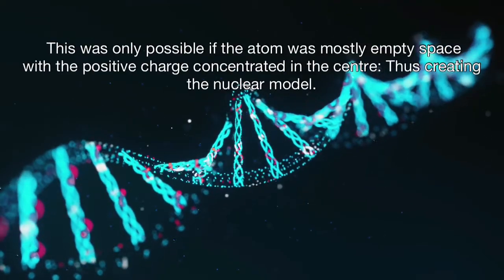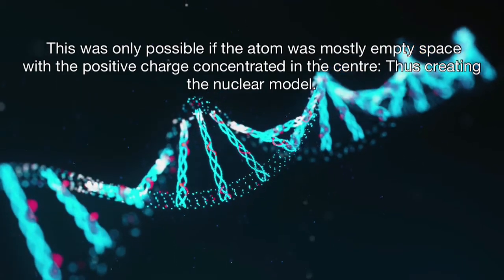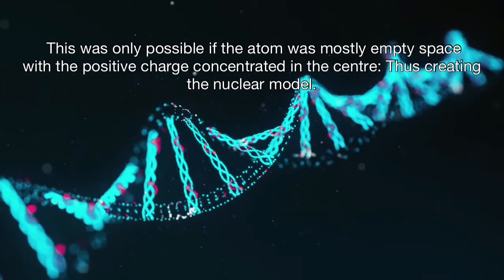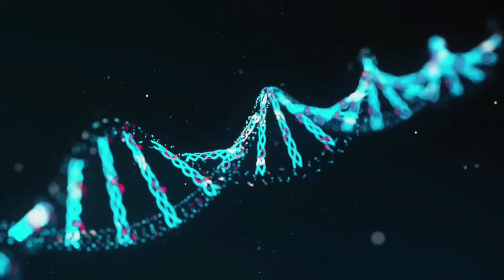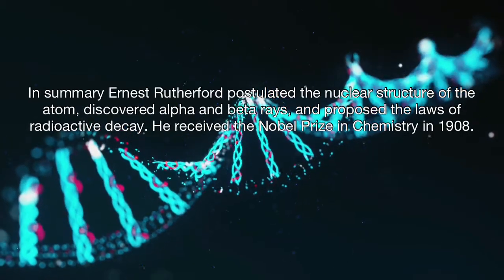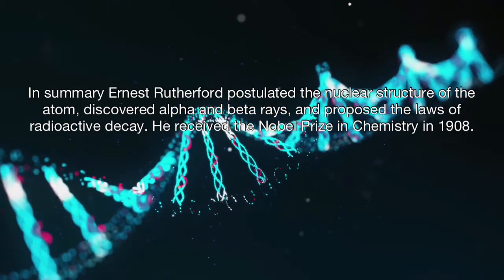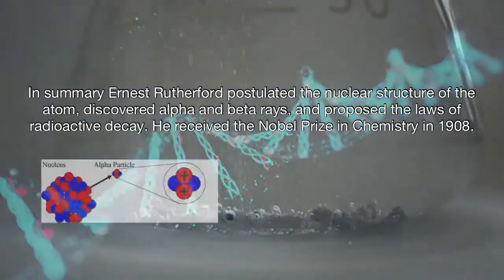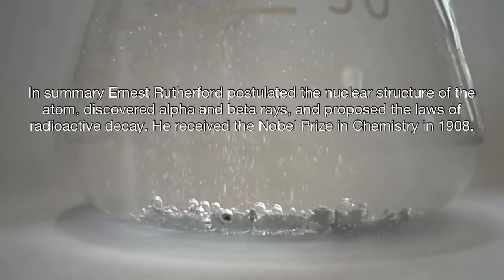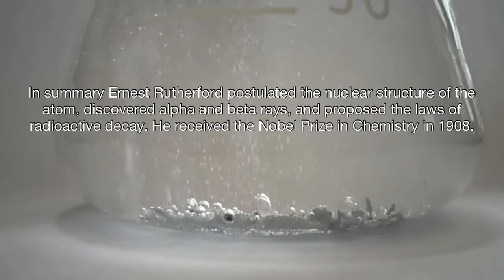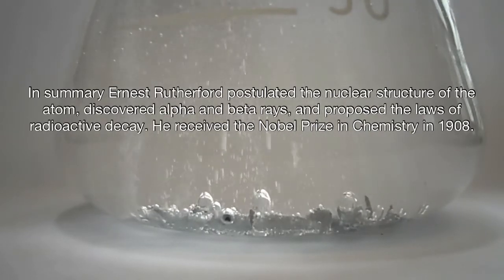This was only possible if the atom was mostly empty space, with a positive charge concentrated in the center, thus creating the nuclear model. In summary, Ernest Rutherford postulated the nuclear structure of the atom, discovered alpha and beta rays, and proposed the laws of radioactive decay. He received the Nobel Prize in Chemistry in 1908.